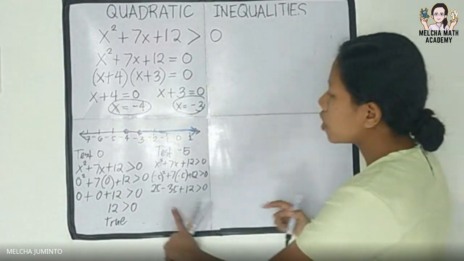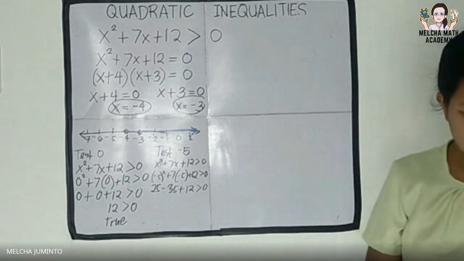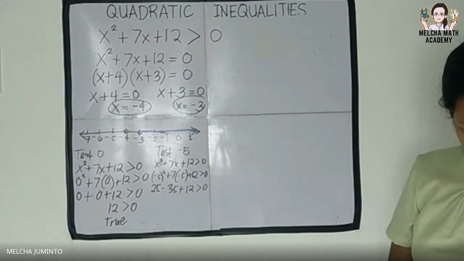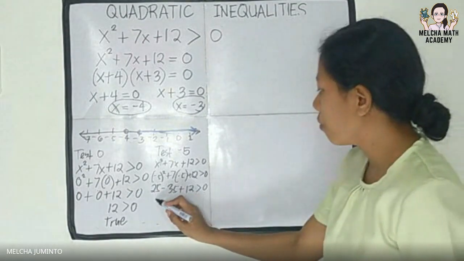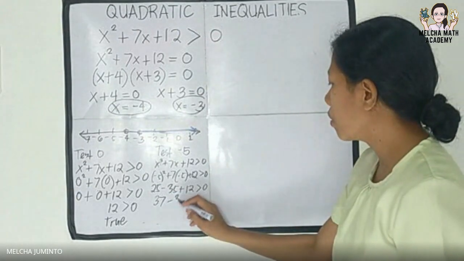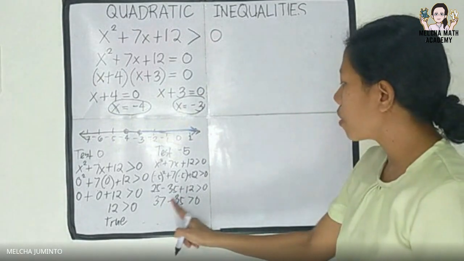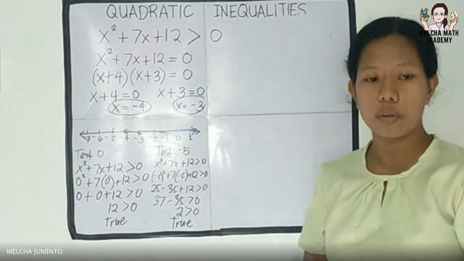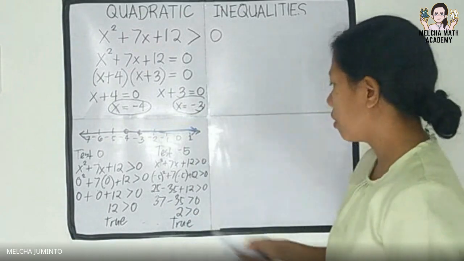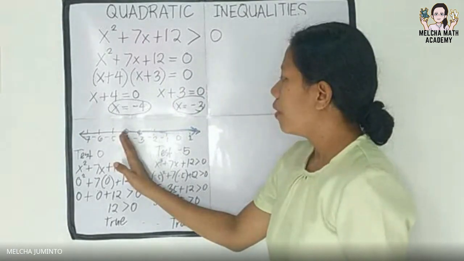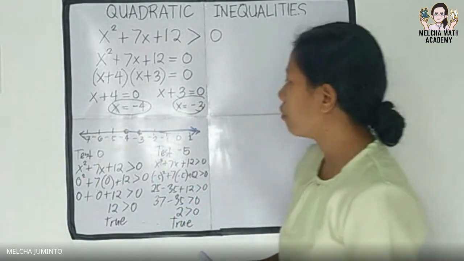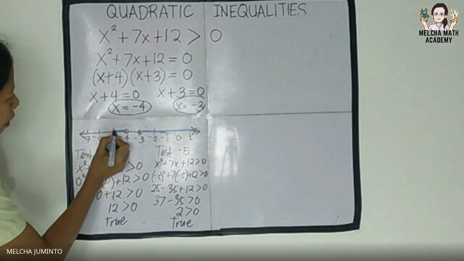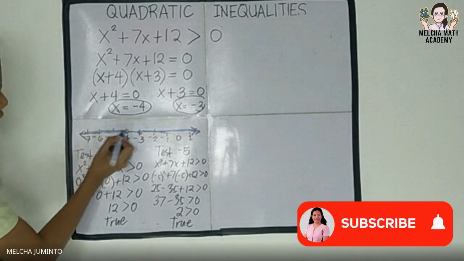Next, let us first add the two positive numbers for easier computation. If we add 25 plus 12, the answer is 37, minus 35 greater than 0. 37 minus 35 is 2. 2 is greater than 0. That is also true because a positive number is always greater than 0. That means the numbers here to the left of negative 4 are also solutions, meaning we also need to shade this part.